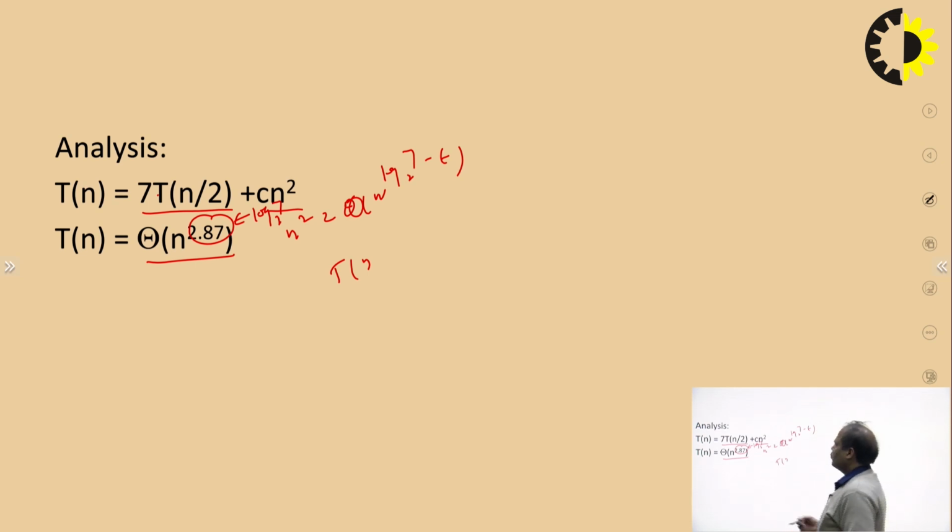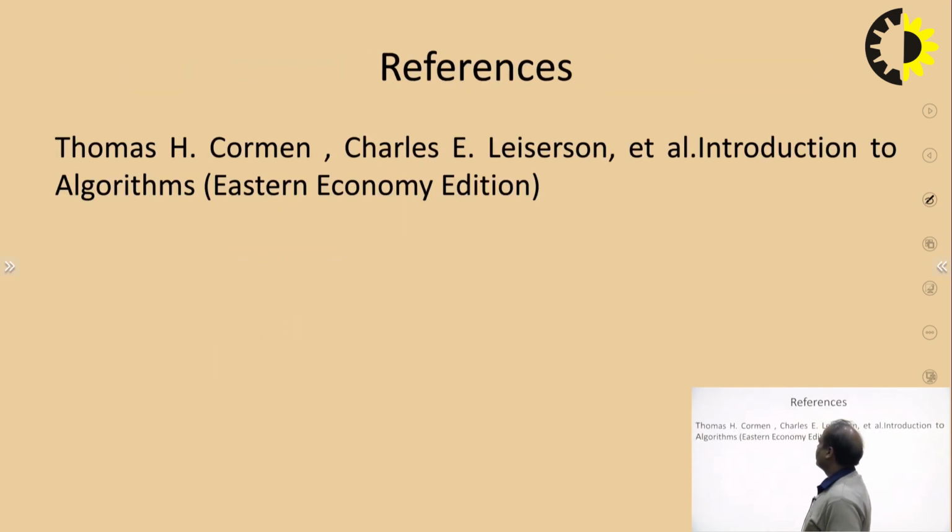That means we have gained a little bit from n cubed. It is giving n to the power 2.87. So of course this is less time as compared to normal multiplication. These are the references: Thomas Cormen, Introduction to Algorithms. You can follow it.